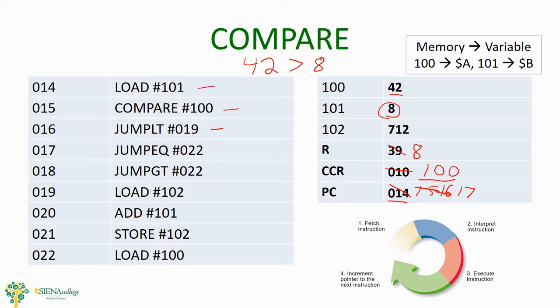17 says jump if the comparison register is 010, if it's equal. The comparison register is not 010. So we increment our program counter by 1 to 18. Line 18 says, look at the comparison register. If it is 100, we'll jump to line 22. Well, it is 100, so we will change that to 22. What that means is we do not do 19, 20, or 21. We jump to line 22 and continue from there.